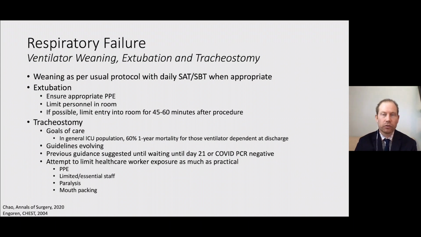There's been a lot of debate about the role of tracheostomy in these patients. I would say that in a general ICU population, those patients who are still ventilated and have a tracheostomy at the time of discharge have a very high one-year mortality. 60% one-year mortality. And so I do think it's appropriate to, again, revisit goals of care in this situation. The guidelines regarding tracheostomy are evolving in general. Previously, the guidelines had been to wait until day 21 of the patient's illness or their COVID PCR was negative. However, that is changing and remains a little bit of a moving target.